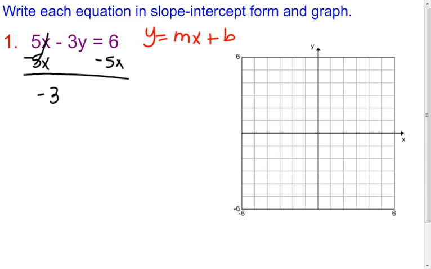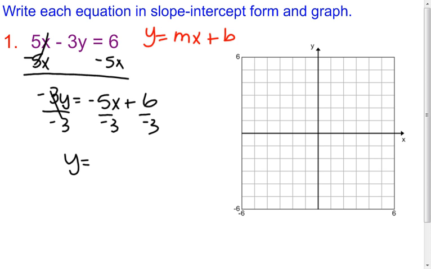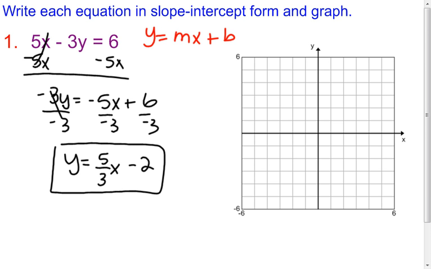And I will have negative 3y equals negative 5x plus 6. Divide every term through by negative 3. A negative divided by negative is a positive, so I have positive 5/3 x. And then 6 divided by negative 3 we know is negative 2. So this is the equation in slope-intercept form.